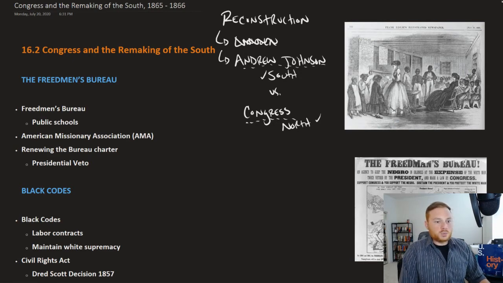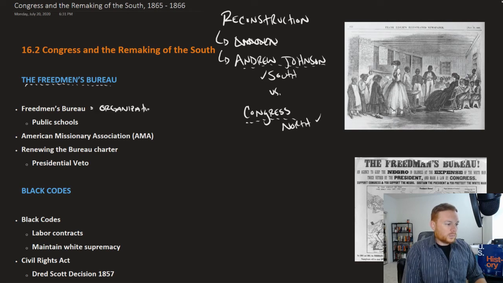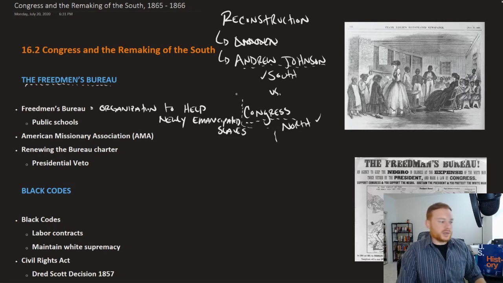So Congress is the one who acts here at the beginning of this chapter in passing the Freedmen's Bureau. So this is passed by Congress. This was actually passed while Lincoln was still alive, so Lincoln signed off on it. But the Freedmen's Bureau, it is an organization designed to help newly emancipated slaves.